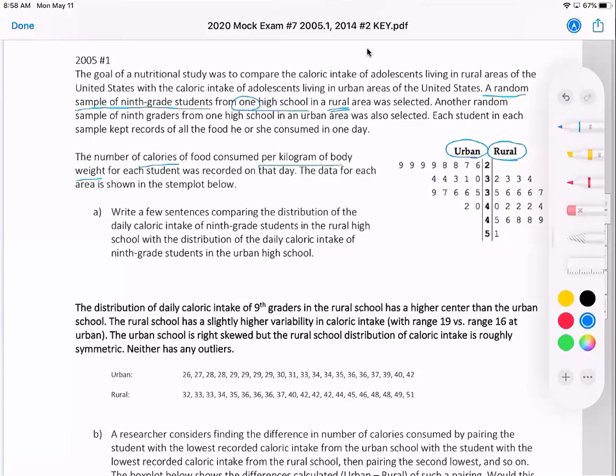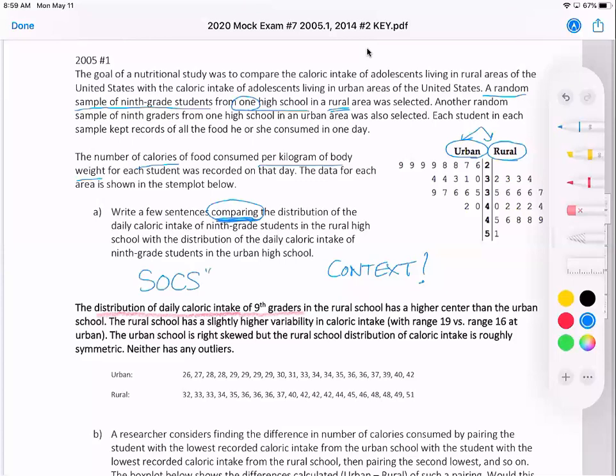I think that's a very realistic question that you'll see on the AP exam this year, comparing or describing. And note, when it says comparing, you should use comparative language, and you should use context or mention the variable of interest. So right here, I have the distribution of caloric intake of 9th graders. You should also mention the rural and the urban settings, all using comparative language, as well as addressing SOCs.